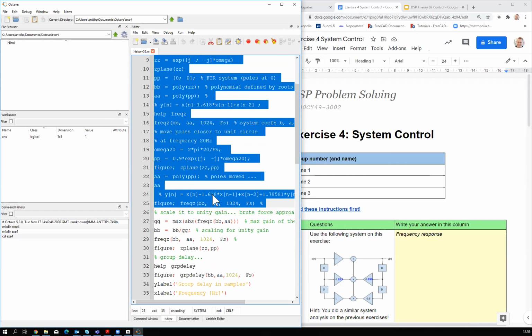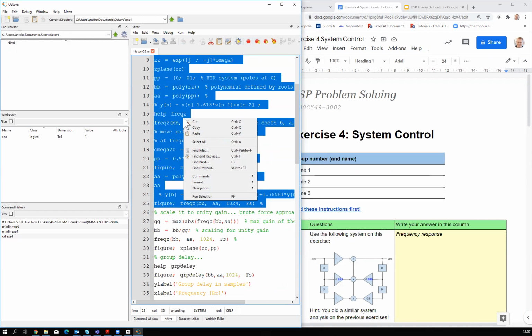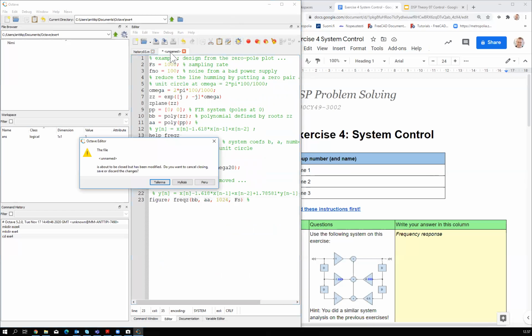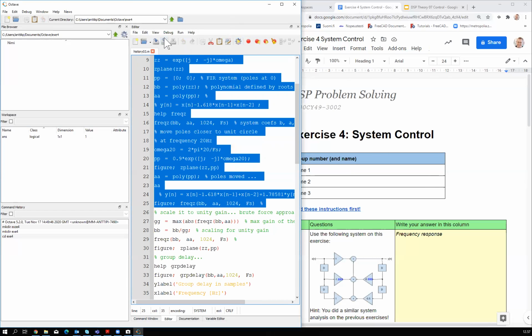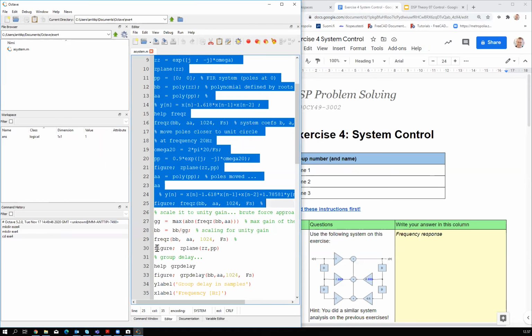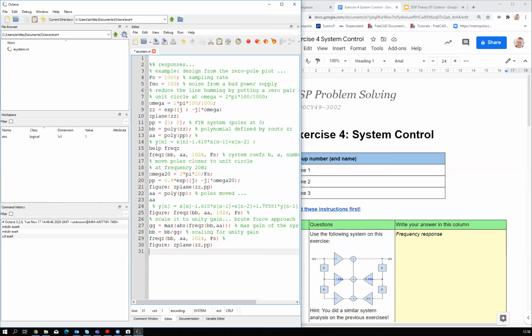This is a second order system. Maybe I can actually just run that part. Hmm, I don't want to run the whole thing though. Okay, I'll just copy that one to a new file. Okay, there we go. Unnamed, not a good name. Save as exercise 4, the system. Scale it, group delays and such. There we go.